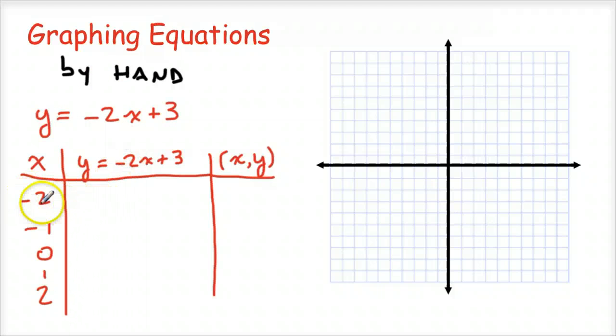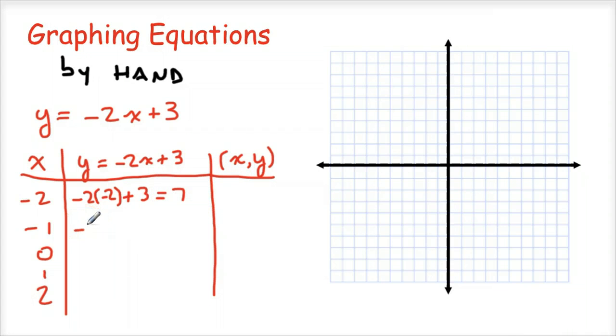So what we're going to do is just take these values of x and plug them into the equation. So we have negative 2 times negative 2 plus 3. Just make sure we're doing our order of operations right. Negative 2 times negative 2 is positive 4. Positive 4 plus 3 is 7.